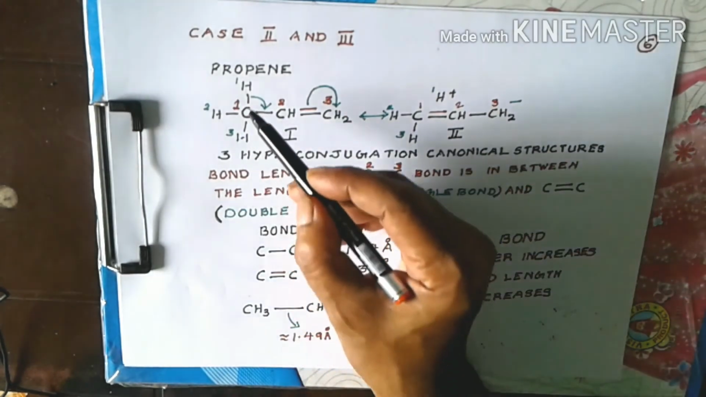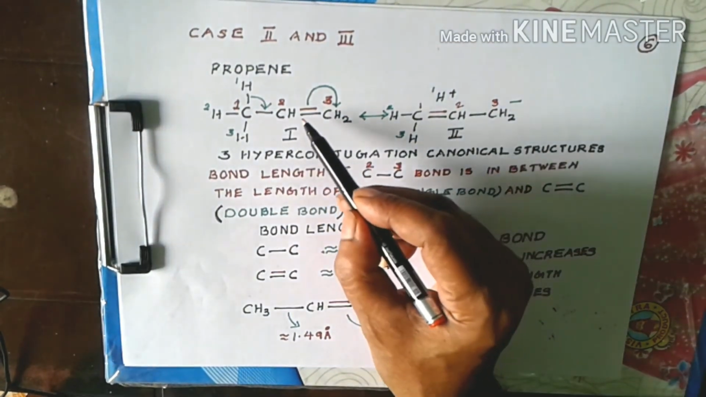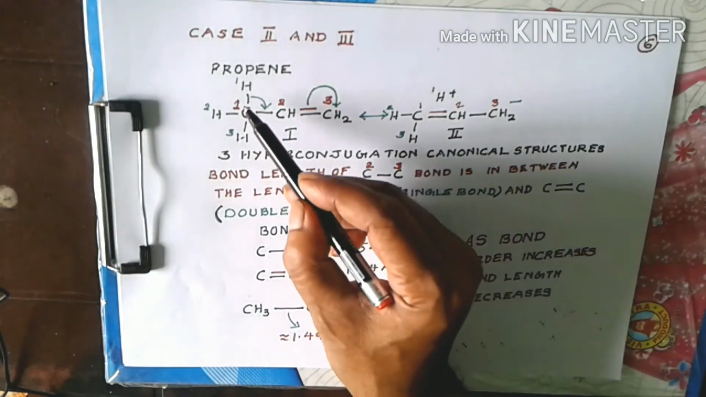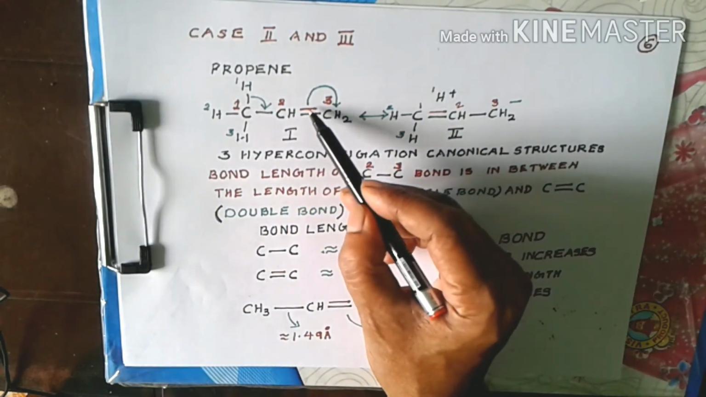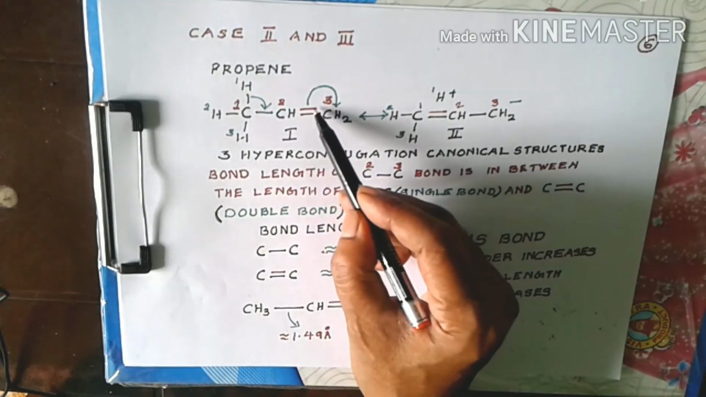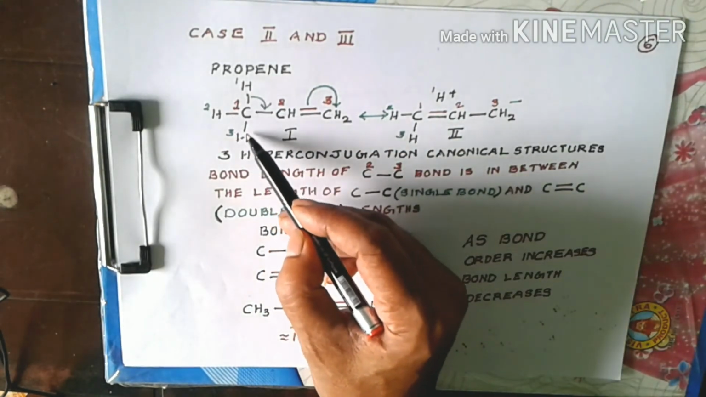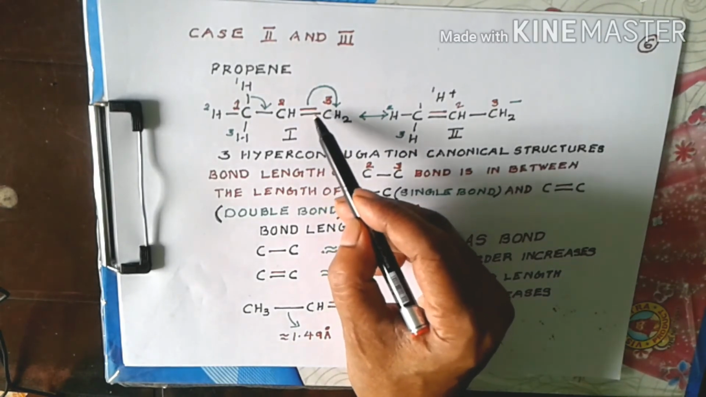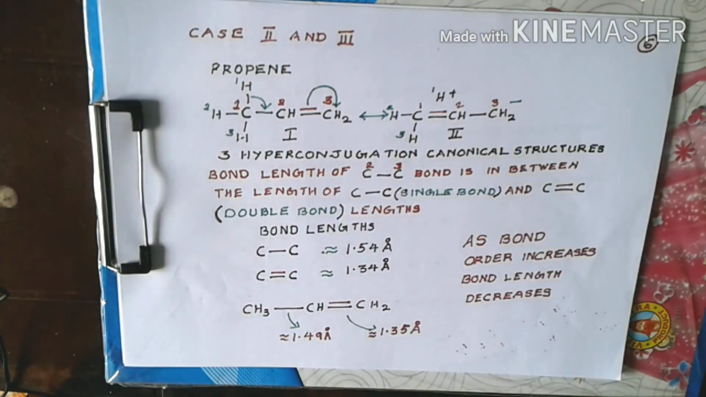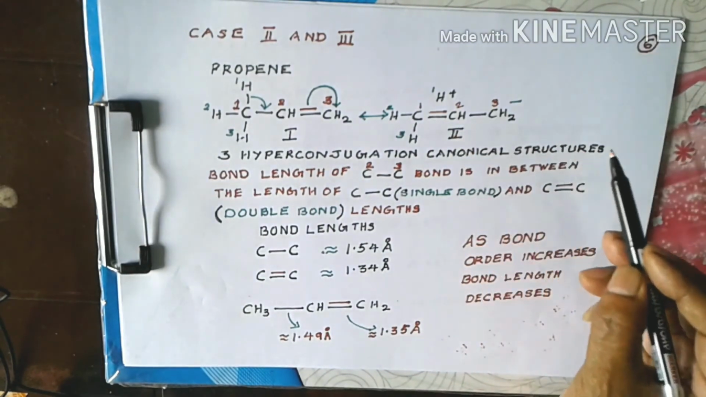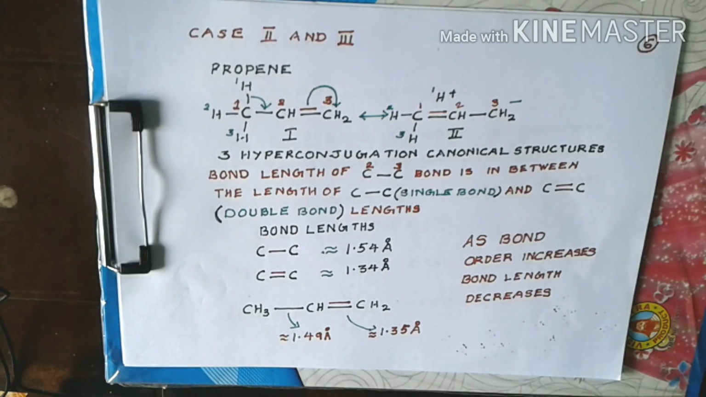Here also there are 3 CH bonds conjugated to the pi bond. This H sigma bond is alternate to this pi bond, this H sigma bond is alternate to this pi bond, this sigma bond is alternate to this pi bond. So all these CH sigma bonds can get involved in hyperconjugation. So similar to structure 2 we have two other structures. So altogether 3 hyperconjugation canonical structures are possible.